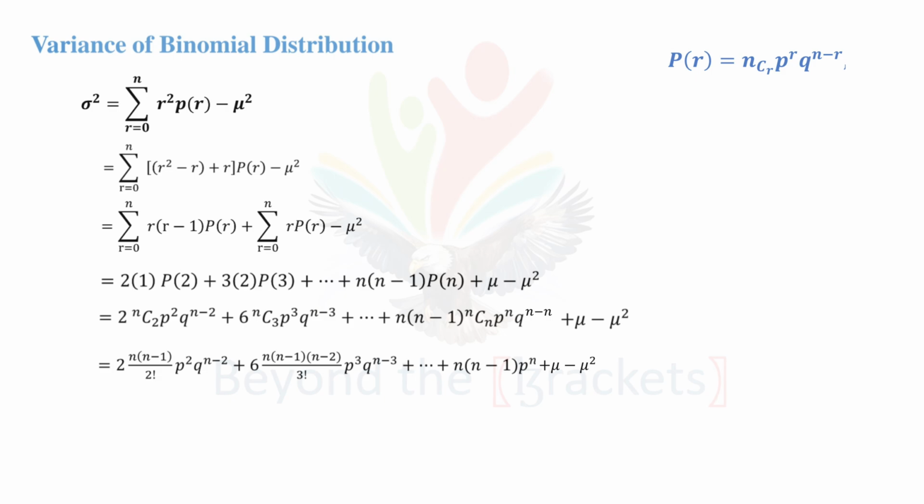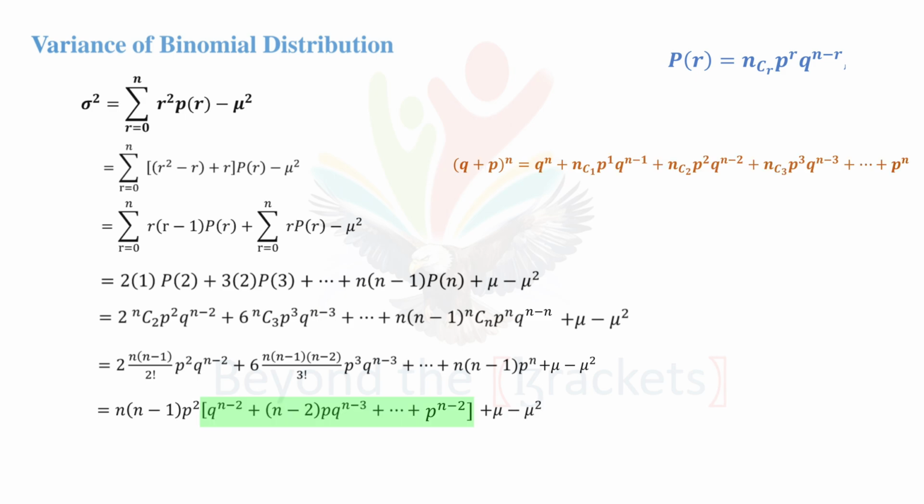In all the terms, it is observed that n into n minus 1 into p square is common. In the first term, 2 in the numerator and in the denominator cancel out, and we are left with q power n minus 2. For the second term, 6 in the numerator and in the denominator cancel out, and we are left with n minus 2 into p into q power n minus 3. For the last term, we are left with p power n minus 2, plus mu minus mu square will be written as it is. This expression is similar to binomial expansion because its terms follow the standard binomial pattern.